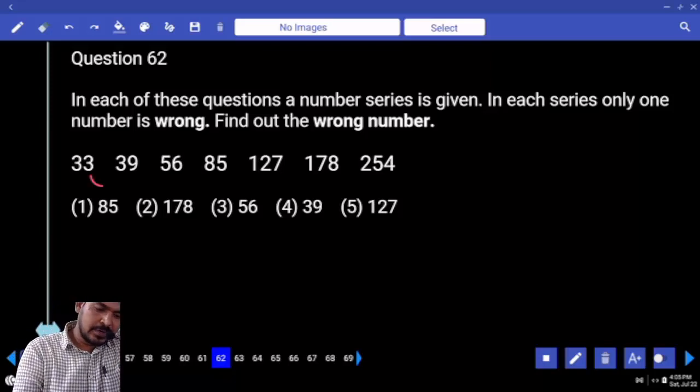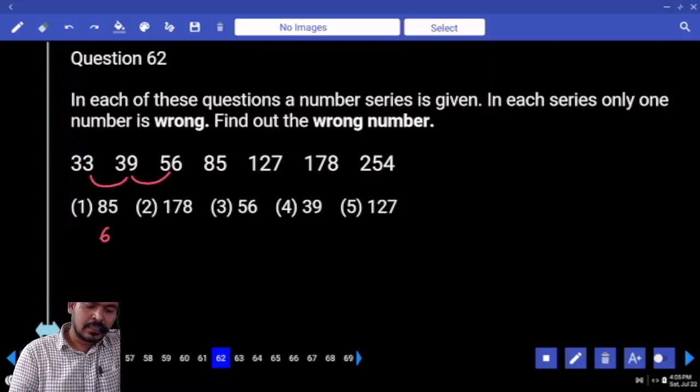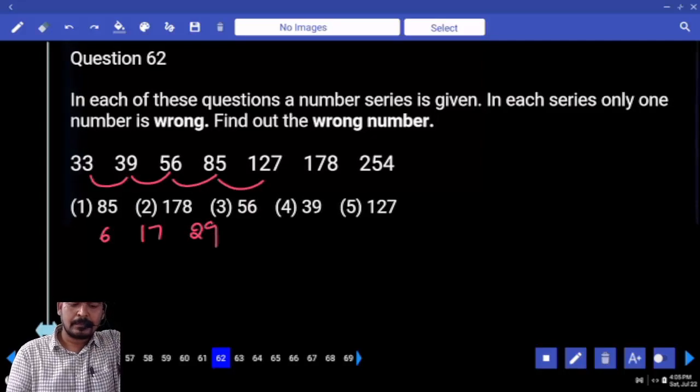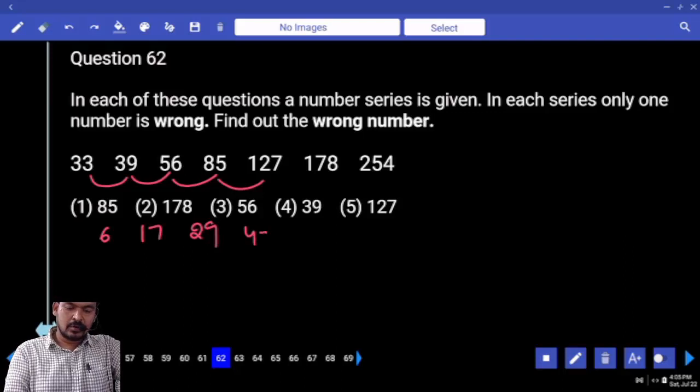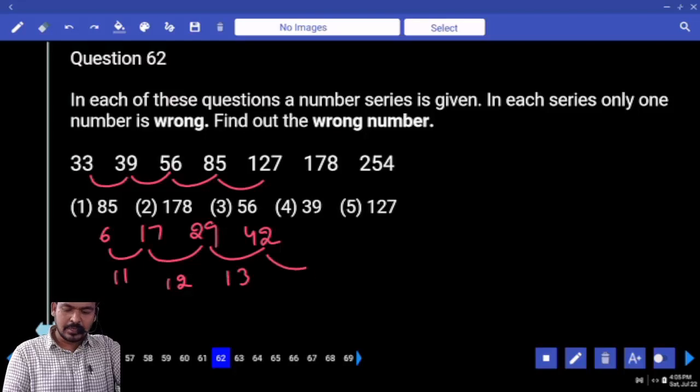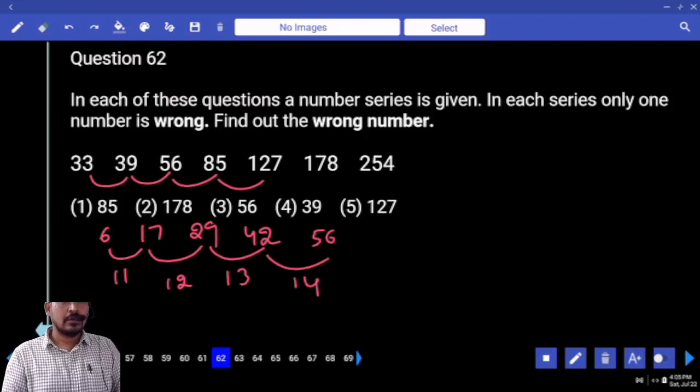What is the first one difference? 6. Second one 17. Next one 29. Next one 42. And 6 and 17 difference 11. 17 and 29 12. 29 and 42 13. Obviously next one 14. 42 plus 14 56.